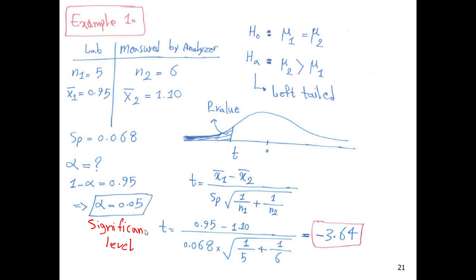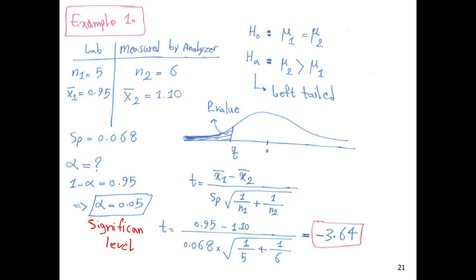The significance level is 0.05. So what we have here is a null hypothesis telling us the measurements from the lab and the analyzer are the same. But what we see here is that the measurement from the analyzer is more than the measurement of the lab. The new mean is more than the lab mean. So it's a left tail test. If you look at the table, it's a left tail test.